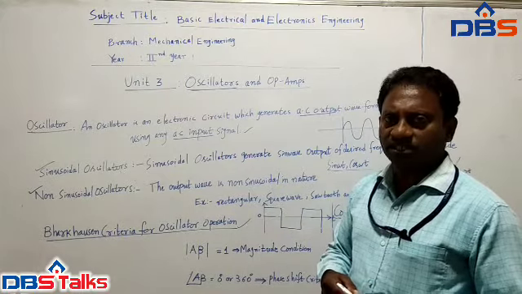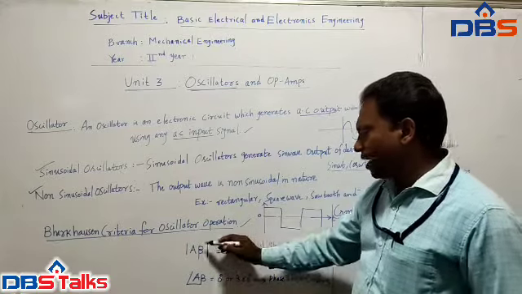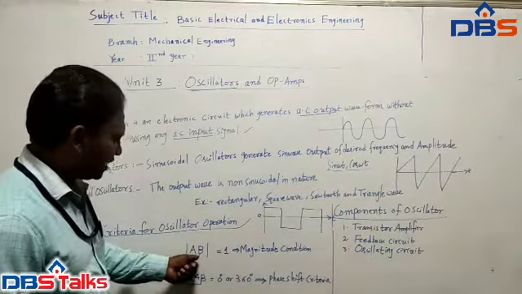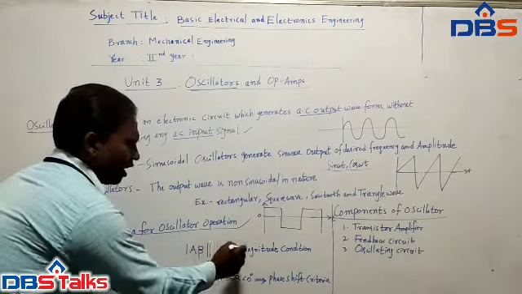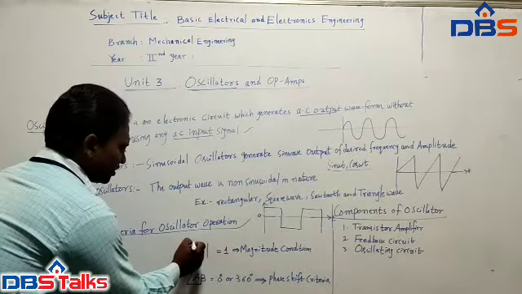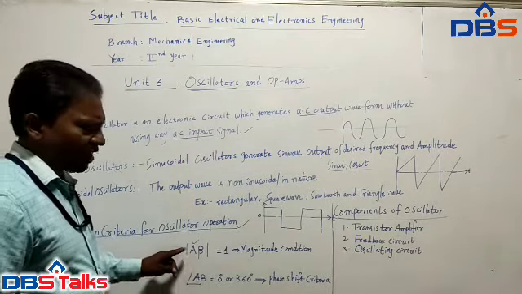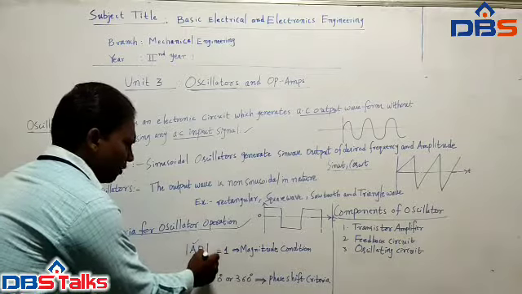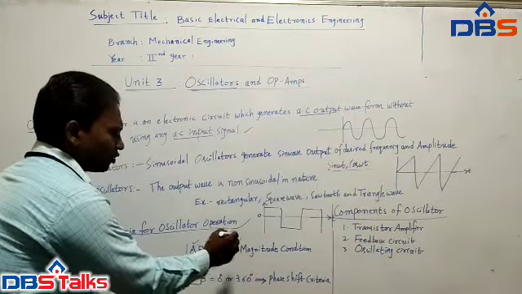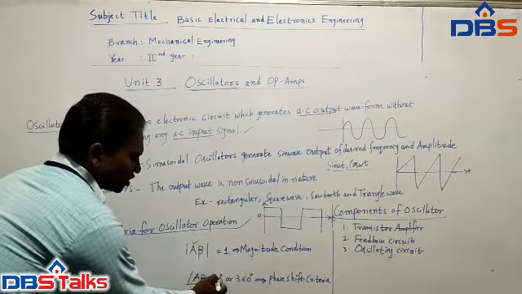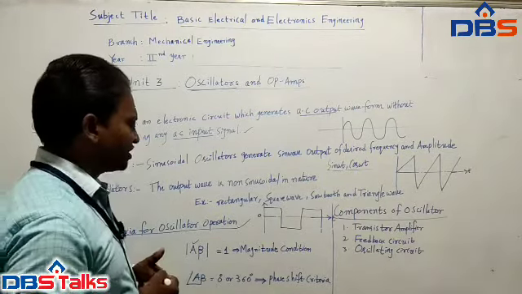Okay, what does the Barkhausen criteria mean? The magnitude of the loop gain, A beta, that is A into beta, must be 1, where A is the open loop gain of the system and beta is the feedback factor. So mod of A beta must be 1, which is called the magnitude condition, and the angle of A beta must be 0 degrees or 360 degrees.